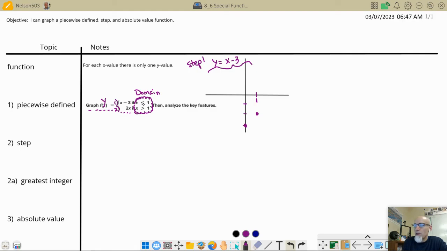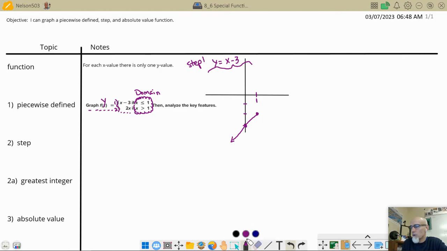Now, why am I putting a solid dot? Because it says less than or equal to 1. If it would have just said less than 1, I would have put an open circle right here. The line is not going to keep on going over here. It is going to only go, let me erase some of the line. It's only going to go out to that solid dot that I just put there, because the function is defined for less than or equal to 1 as x minus 3. If we're greater than 1, then the function is defined as 2x.